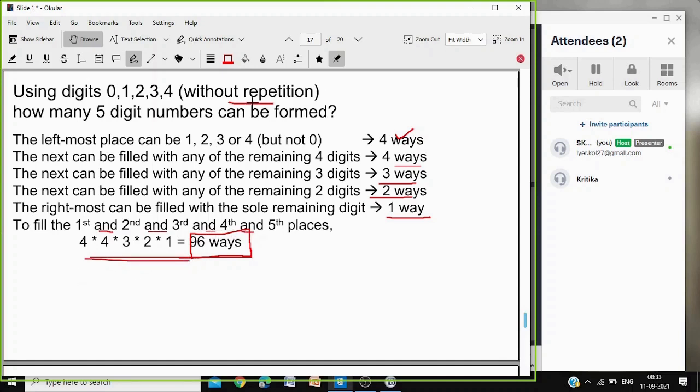And this is without repetition. If it is with repetition, then every time it will be 5 ways. First one 4 ways, but if you can repeat, then this will be 5, this also 5, this also 5, this also 5. Only the first one will be 4, because you can use the digits again. You don't say that I've already used it. But here it is without repetition.